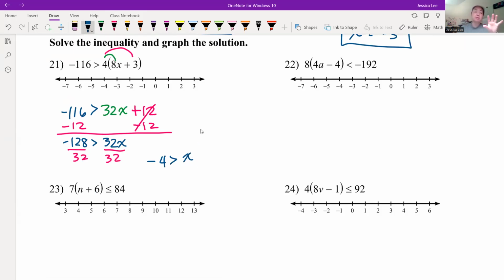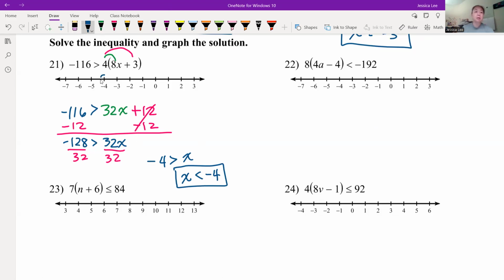I always like to write it with the x on the left-hand side. So if I want to flip it, everything needs to flip. With x on the left, the little side of the inequality sign is pointing to the x. So I'm going to flip that inequality, putting my negative 4 on the right. If you leave it as is, that's fine. It's just harder to graph because you have to think differently than what we're used to. So x is less than negative 4.